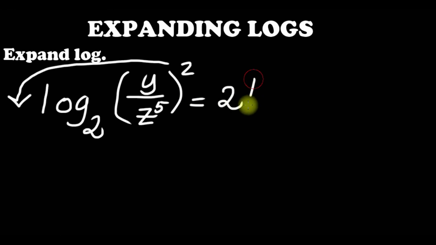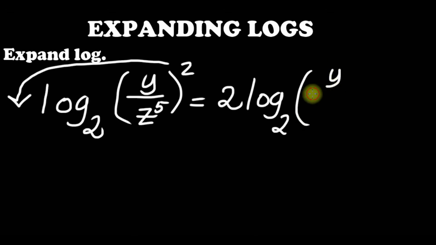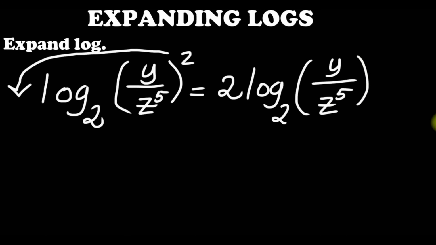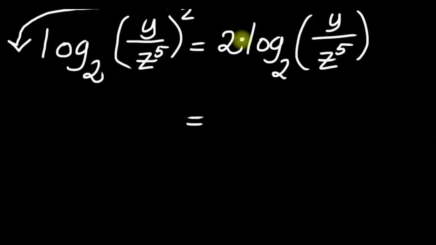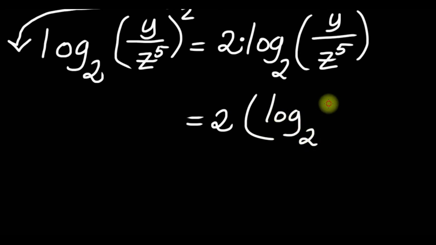So you have 2 log base 2 of y all over z to the 5th power. So we apply the power property to bring down the exponent as the coefficient. So this is multiplied. So now we are going to apply the quotient property. Okay, so log of a quotient is the same as the difference of logs. So here you're going to have 2 times log base 2 of y minus log base 2 of z to the 5th power.